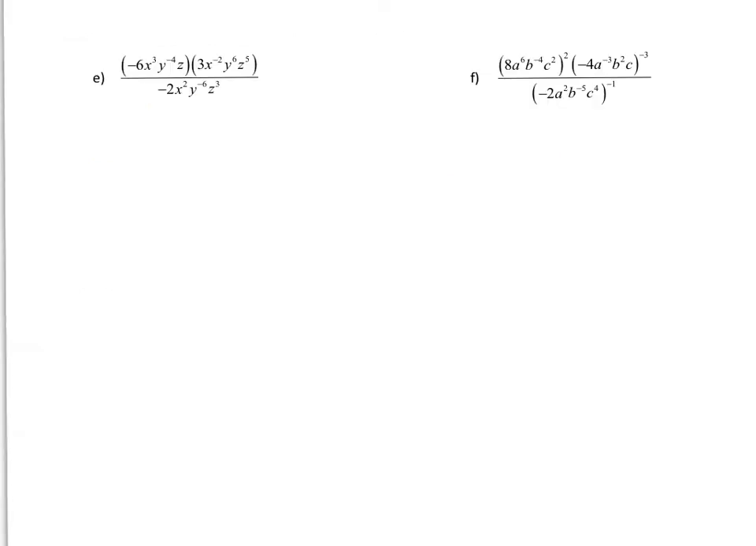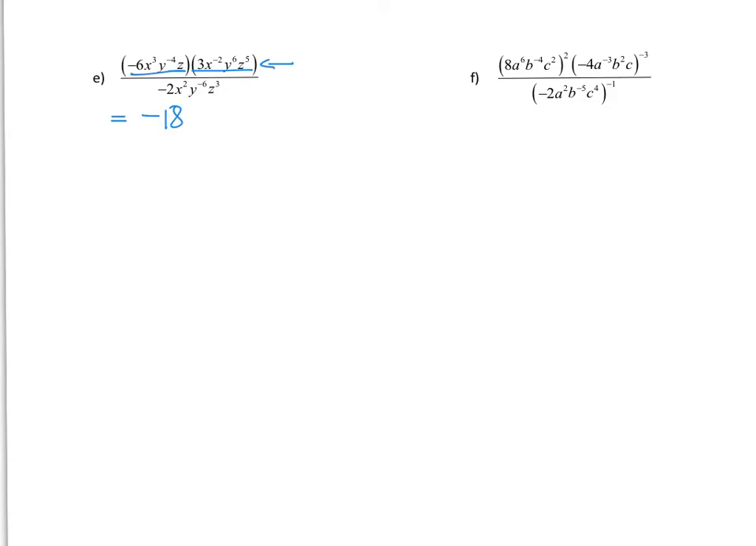All right, part E. Now, these get a little bit more complicated, the last two examples here. I have a monomial times a monomial on the top, so one term times one term on the top, and then a divide by something. I'm going to look at simplifying the numerator first of all. So negative 6 times positive 3 is negative 18.